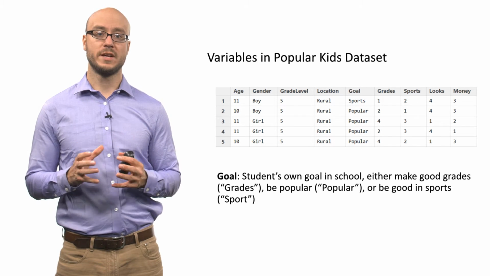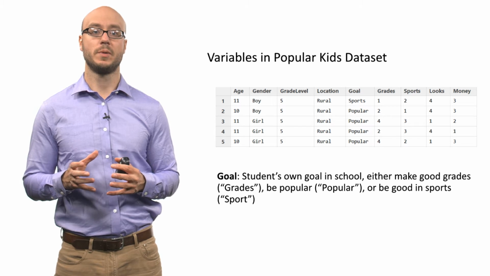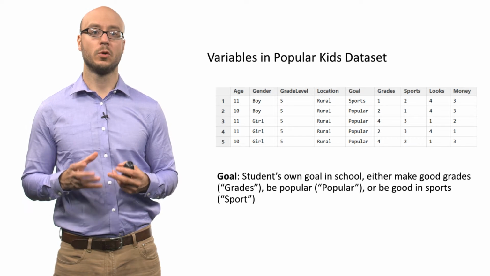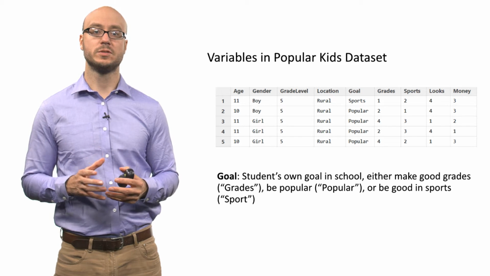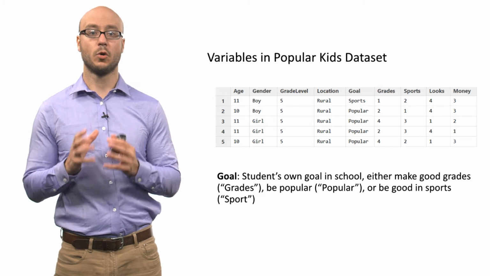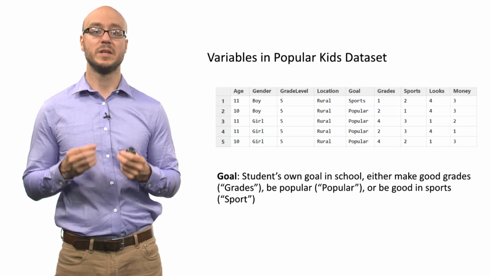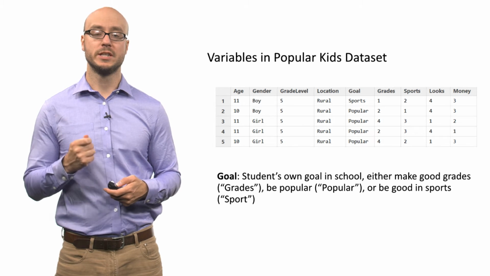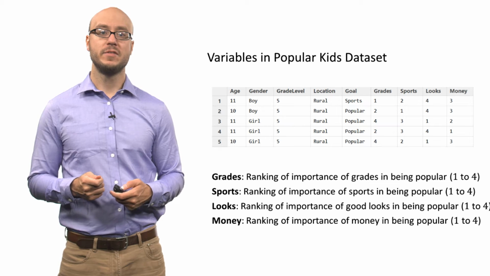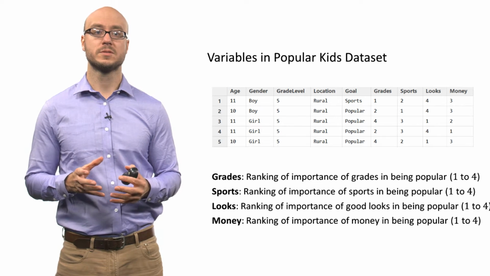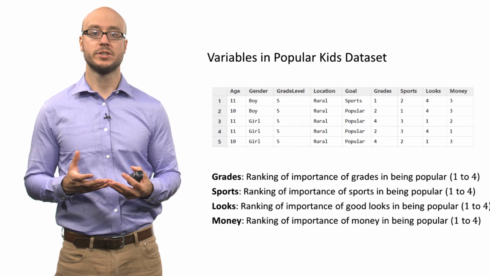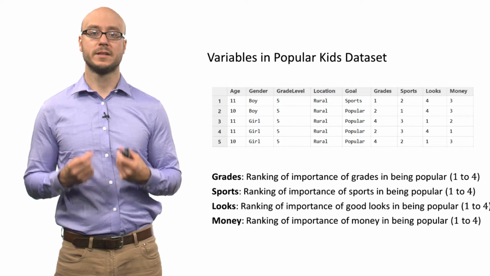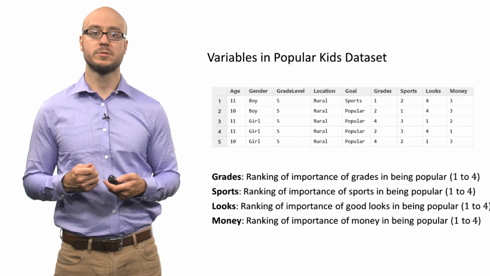So this is that first question that we just talked about. That has to do with the student's own goal in school. And the variable is coded such that the student is either going to have a goal of having good grades, of being popular, or being good at sports. And then we have these 4 other variables that encode the information about this ranking question, about what popularity consists of among elementary school students.